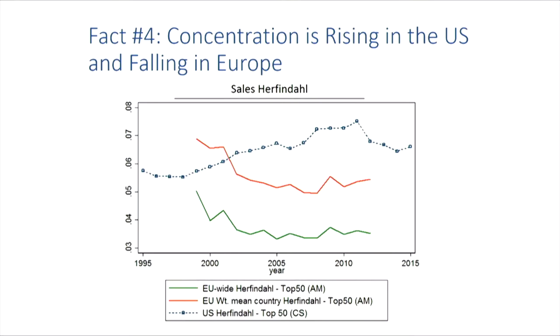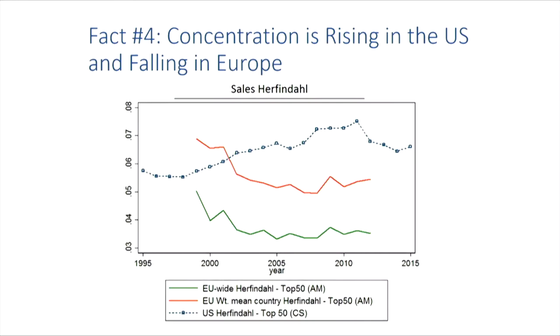Now, you might ask, why do I have two curves for Europe? Well, because you can define Europe in two ways. You can look country by country. That's the red curve. You can compute the Herfindahl for France and Germany and Italy separately, and then take the average across countries. So implicitly, if you do that, you're treating each country as one market. The polar extreme, of course, you can really believe in the single market integration, in which case you would treat the entire Europe as one market.